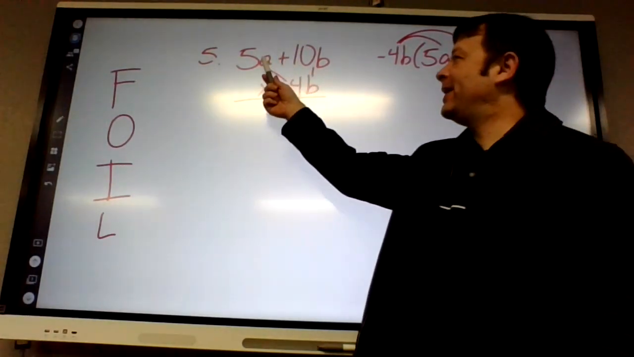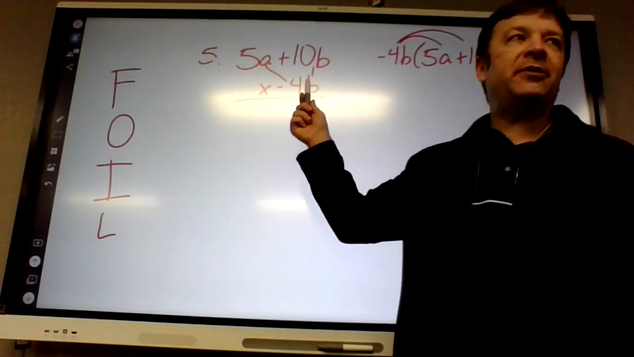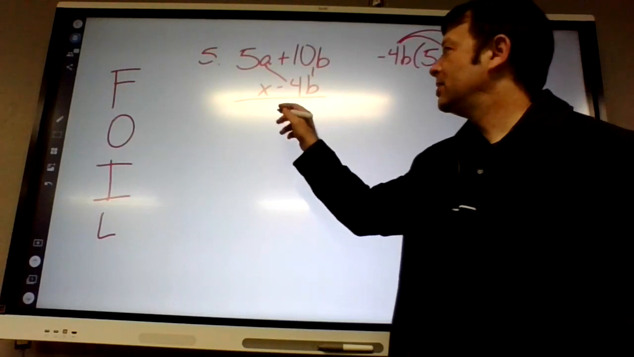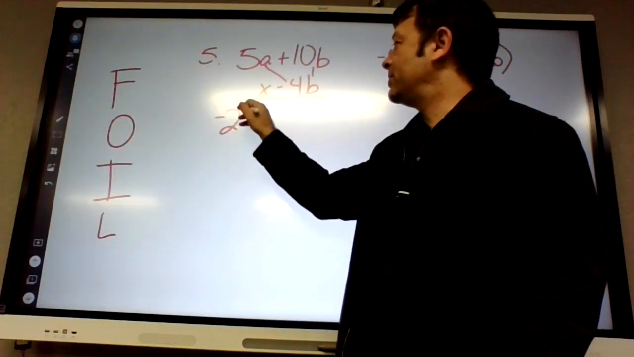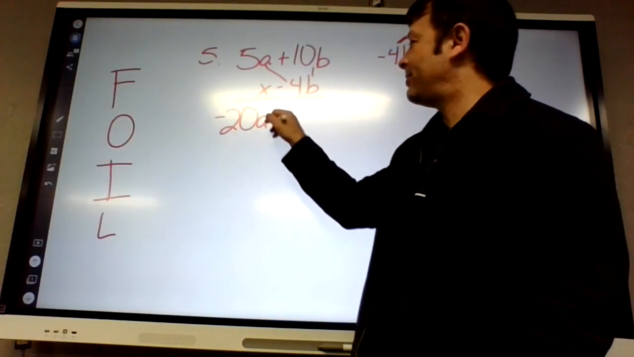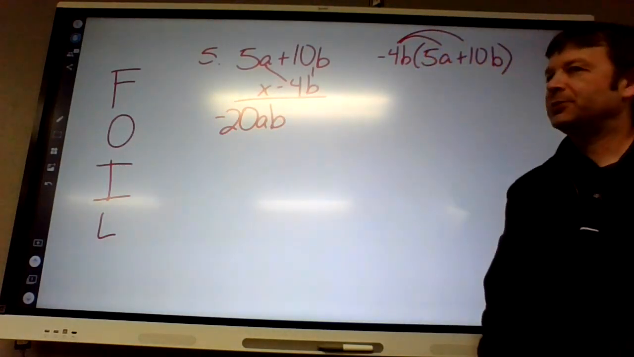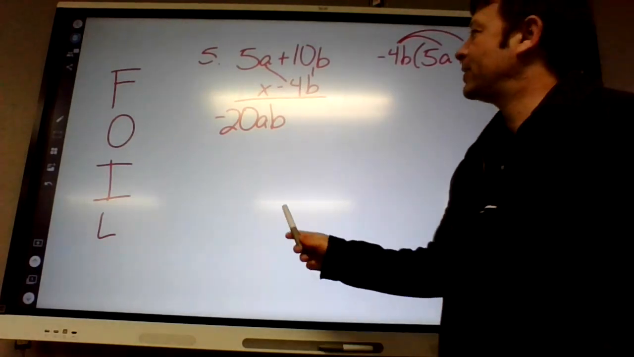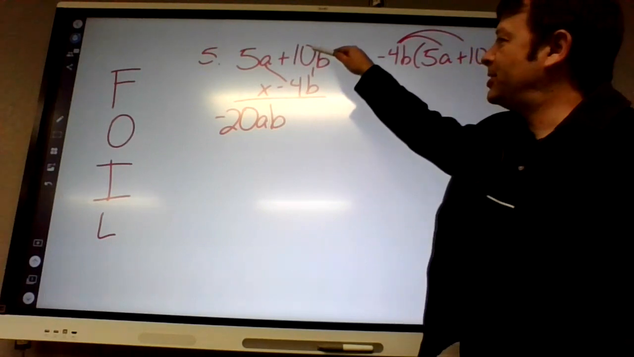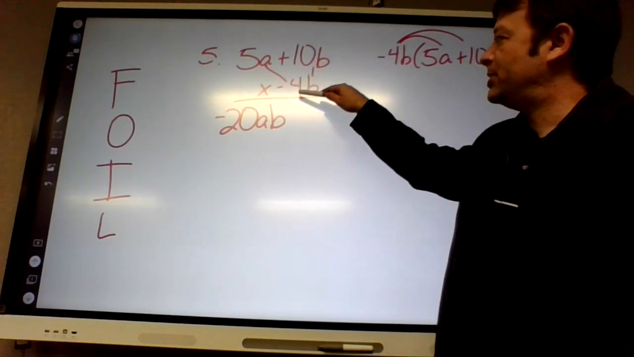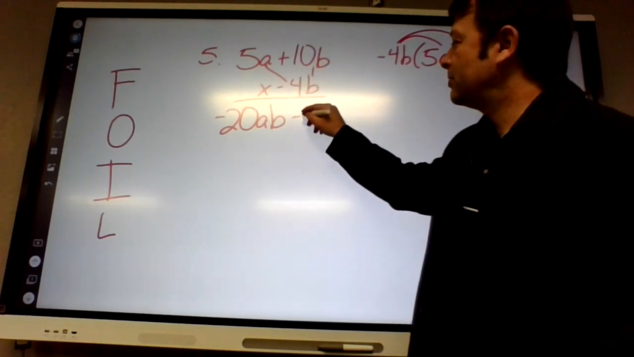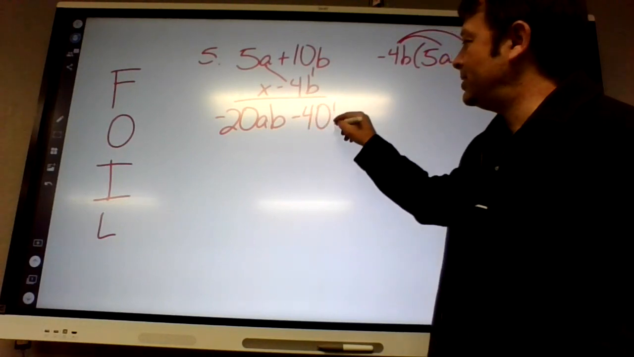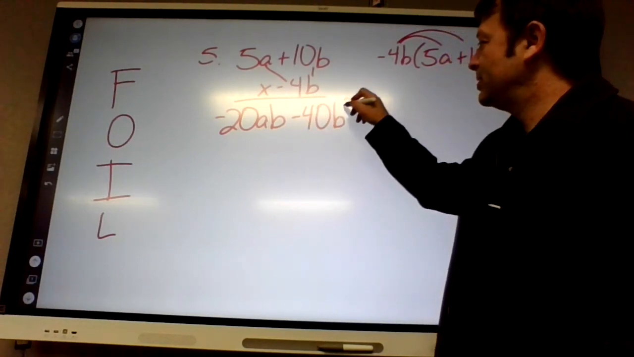So what is 5a times negative 4b? Negative 20, times a times b. We can't really do anything with that, so we just write ab, which means times a times b. It does not simplify. And then what's 10b times negative 4b? Negative 40b squared. b times b, you remember this from yesterday? b squared.